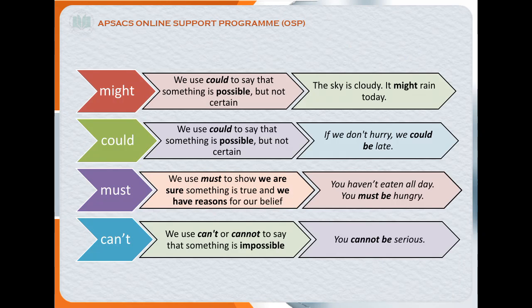Must. We use must to show we are sure something is true, but we have reasons for our belief. For example, you haven't eaten all day. You must be hungry. Last word is can't. We use can't or cannot to say that something is impossible. For example, you cannot be serious.